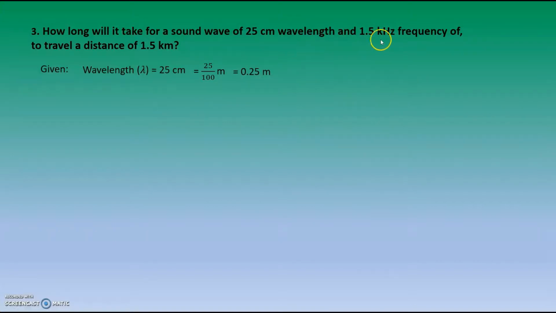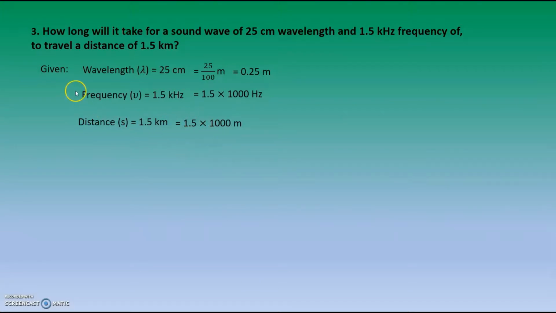Next, frequency is 1.5 kilohertz. Now, kilohertz is not the unit in MKS system. Hertz is the unit. So, 1.5 should be multiplied by 1000. That's hertz. Now, travel a distance of 1.5 kilometers. So, distance is equal to 1.5 kilometers. Again, kilometer is not the unit in the MKS system. It's meters. So, we will multiply it by 1000.